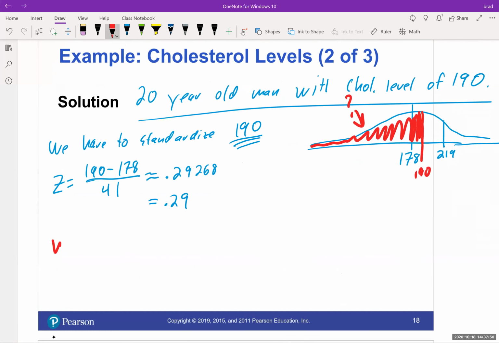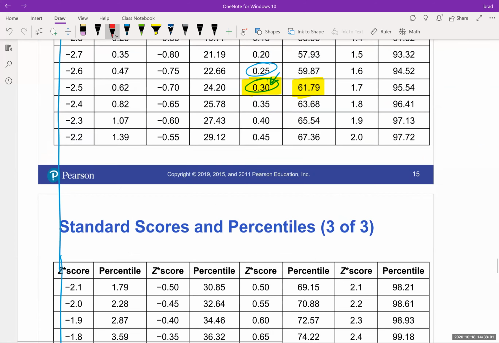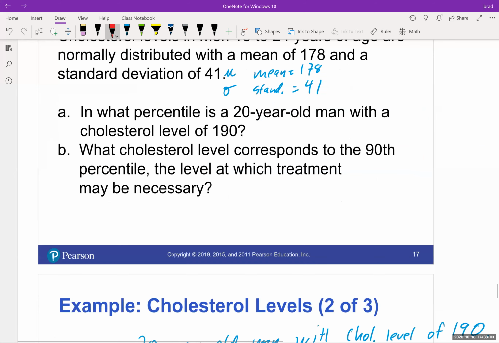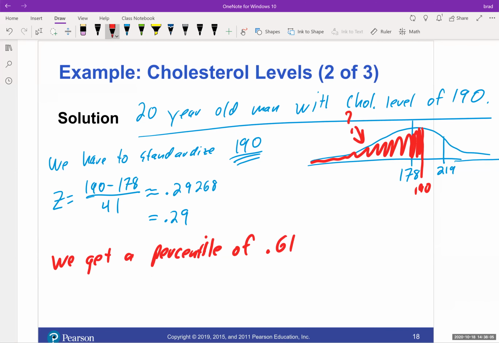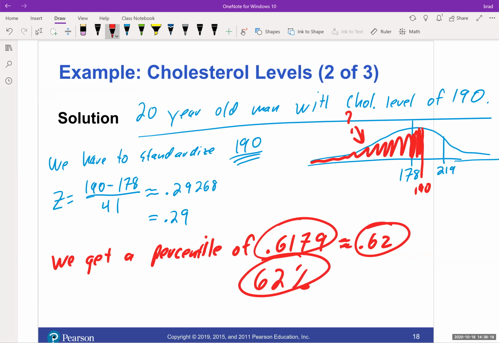So we get a percentile of, what was it? Let me double check, sorry guys, 61.79%. So it's really 0.6179. But if you wanted to round off, this would be 0.62, or in your book, they'll say that it's 62%. This, and this are all the same.